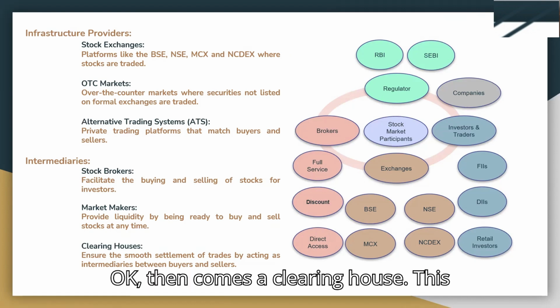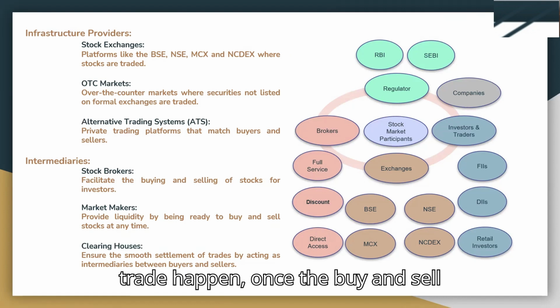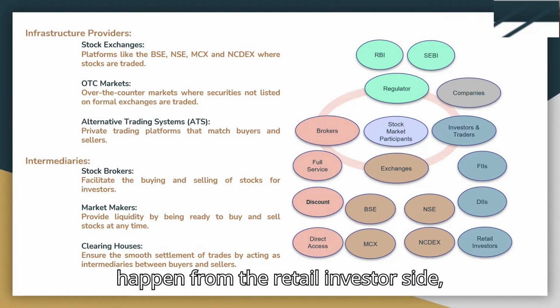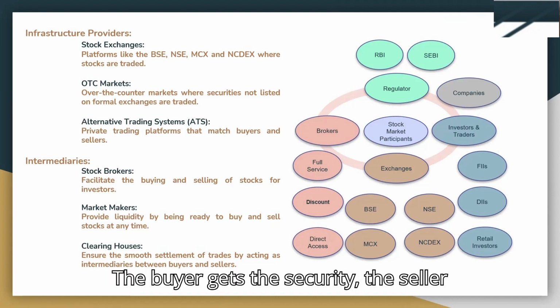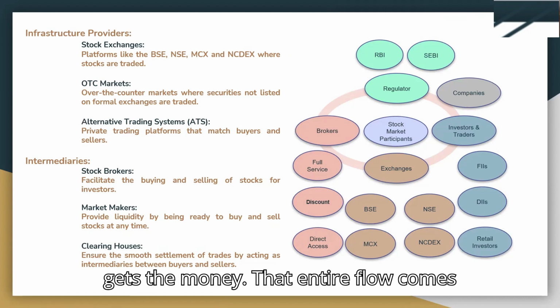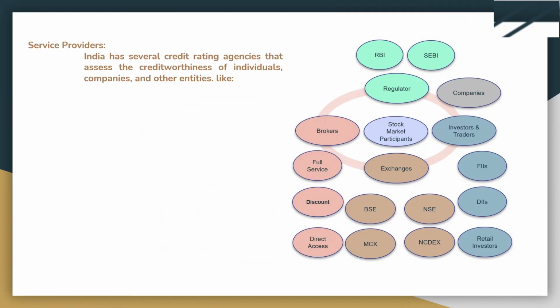Then comes a clearing house. This ensures smooth settlement. Once the trade happens, once the buy and sell happen from the retail investor side, they make sure the settlement is smooth. The buyer gets the security, the seller gets the money. That entire flow comes under the purview of the clearing house.